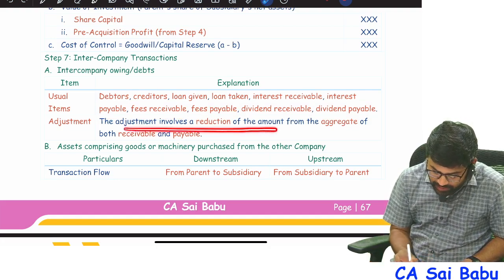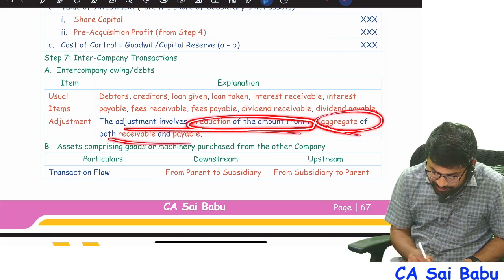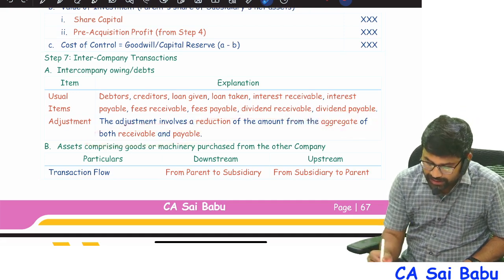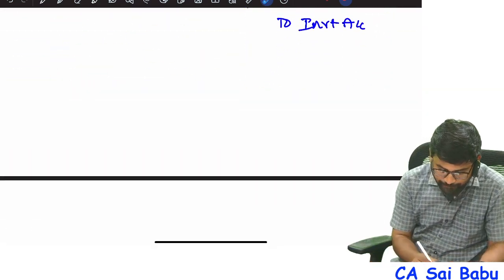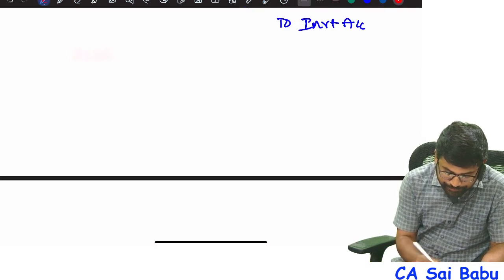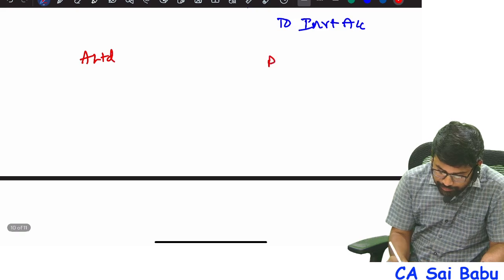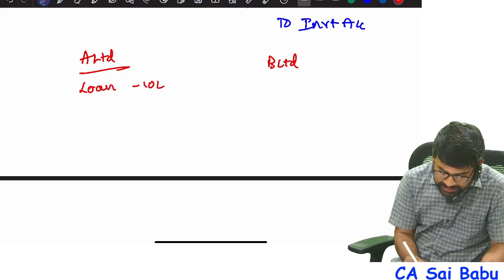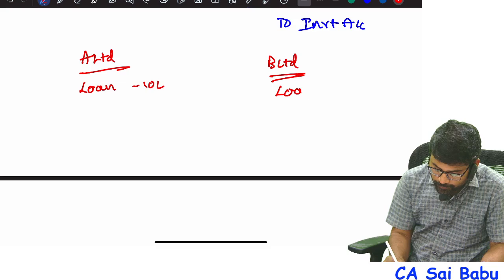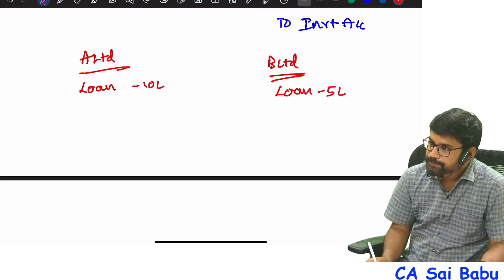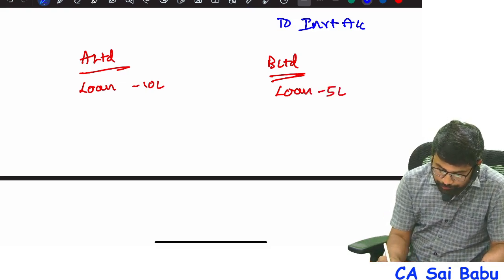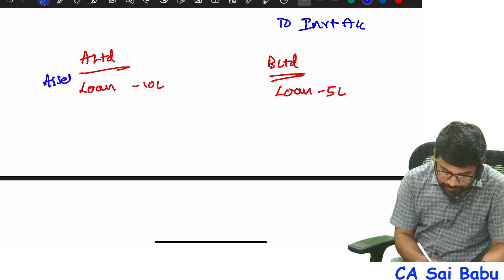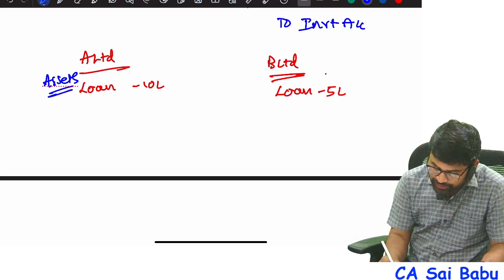The adjustment involves reduction of the amount from the aggregate of both receivable and payable. For example, see this. One simple example I will give. A Limited, B Limited. Two companies are there. A Limited loan 10 lakhs. B Limited loan 5 lakhs. Okay. Now, parent point of view, this is asset, loan given. Subsidiary point of view, this is liability, loan taken.